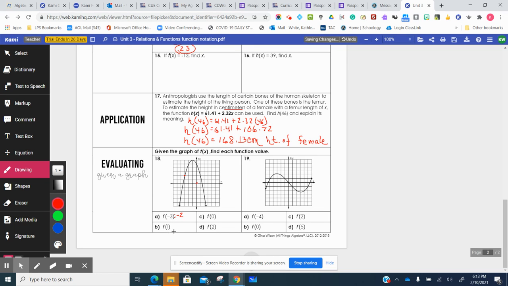Okay, let's do B. f of 1. So I'm going to start at 0, 0. I go over to 1. I go up. Guess what? It equals 2. And I think I made another mistake. God, I hate that. I just hate that. All right, this is going to be 2, right? Because f of -3 went up 2.